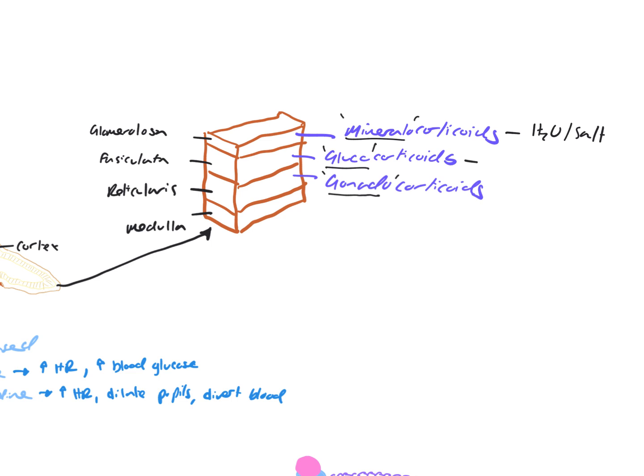If you look at gluco, that's going to be relating to sugar. So we're looking at our metabolism. And then gonado, you're relating to the gonads, so the sex organs. And here, you've got your precursors to these sex hormones.